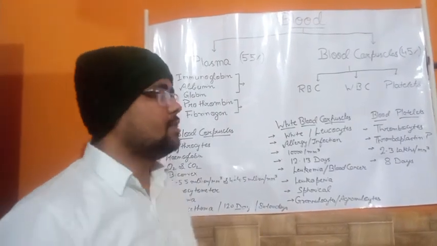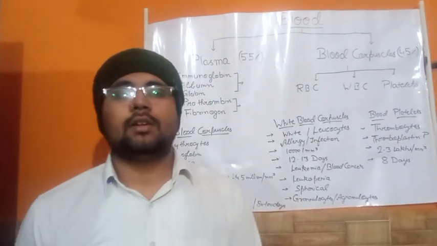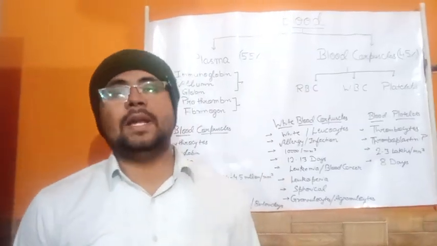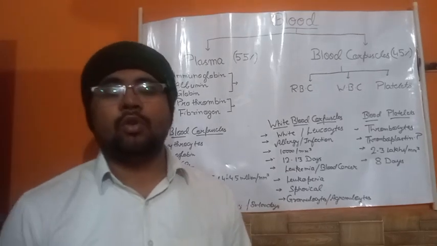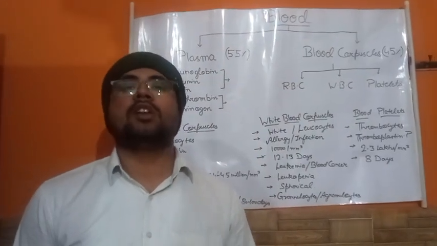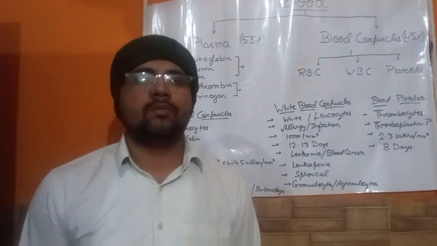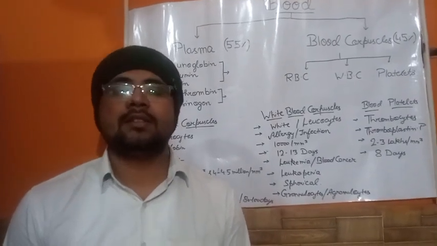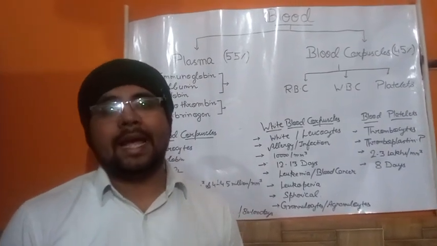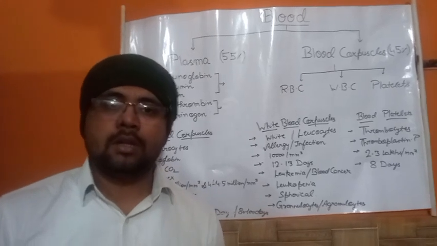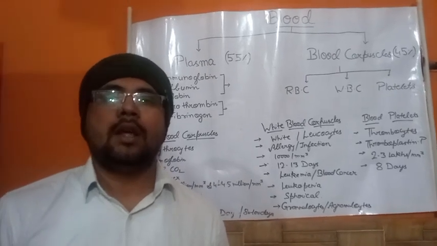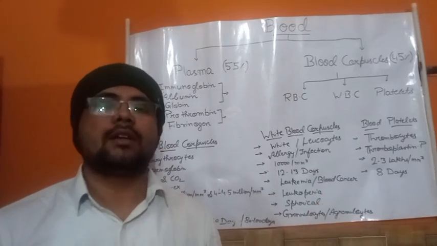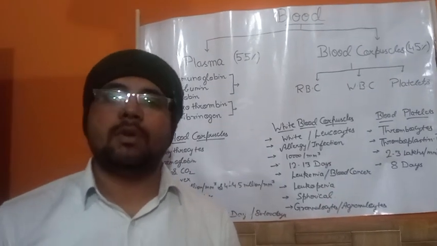The topic today is blood, as shown in the board. Before I explain blood, we should know the main functions of blood. There are two main functions of the blood. The first function of blood is to carry oxygen from the lungs to the cells and carry carbon dioxide from the cells to the lungs. This is the first function of blood.